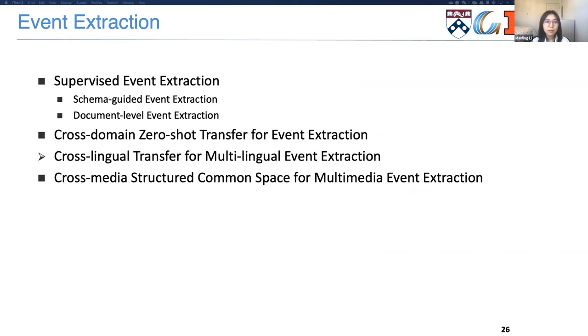So now we know how to deal with new event types in new domains. Let's talk about cross-lingual transfer. There are around 300 languages in the world, and most of them are low-resource languages due to the difficulty of IE annotation. So it's very important for us to perform cross-lingual transfer for these low-resource languages.